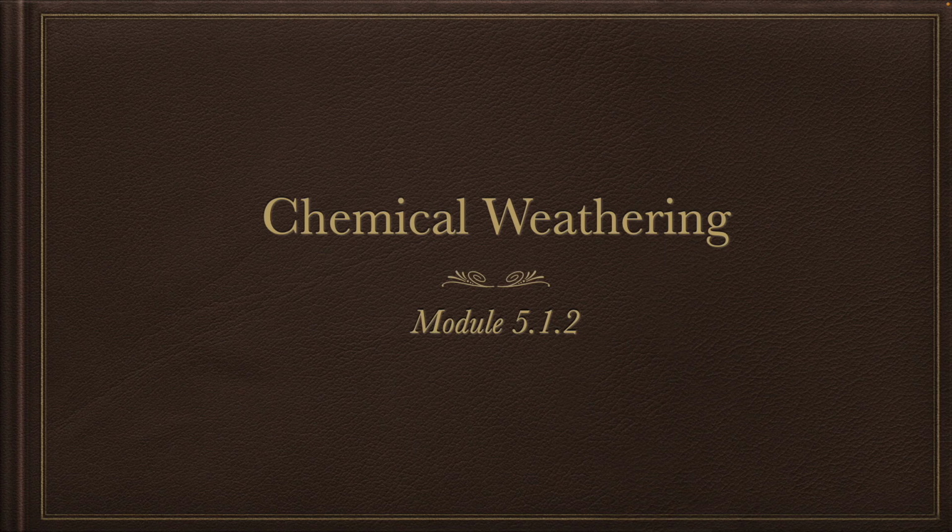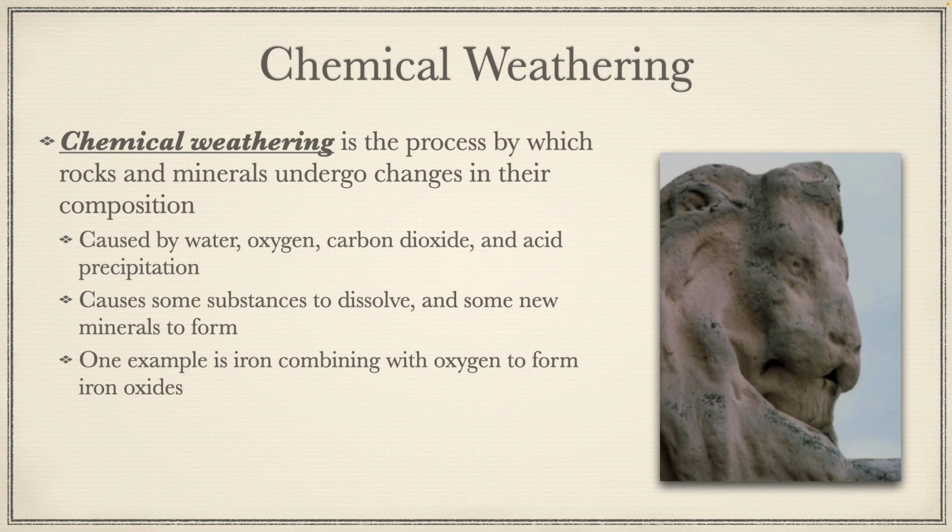Chemical weathering. So chemical weathering is the process by which rocks and minerals undergo changes in their composition and then break down into smaller pieces. This is caused by water, oxygen, carbon dioxide, and acid precipitation. So this causes some substances to dissolve and some new minerals to form as well. One example is iron combining with oxygen to form iron oxides, such as hematite or magnetite. Those are iron oxides. Again, this is just iron reacting with oxygen to produce these iron oxides.